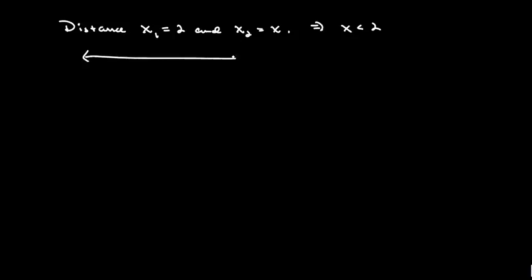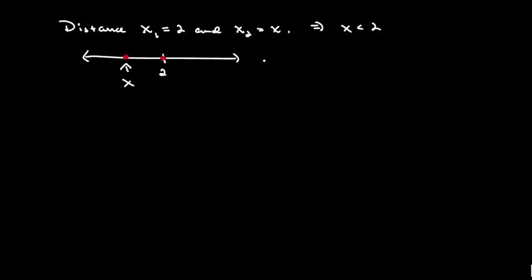In this problem, we're asked to find the distance between the number 2, so we'll call that x1, and the number x again. But here in this problem, unlike problem number 7, we're told the initial condition that x is less than 2. So if you think about a number line, here that means that we have the value 2, and somewhere over here on the line is the number x. So here are our two numbers.